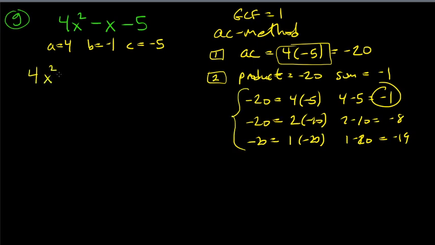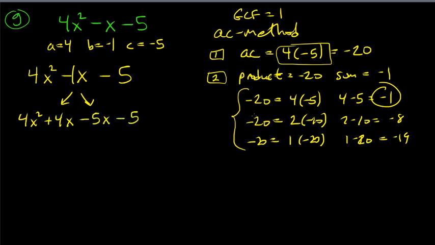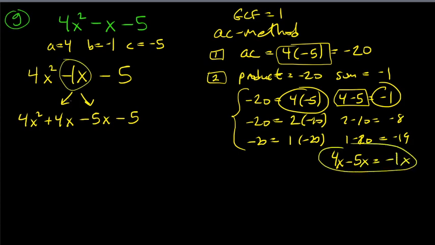Okay, so at this point, we're going to split up the negative 1x here and write it as positive 4x minus 5x. Again, that comes from the 4 and negative 5 earlier. 4 minus 5 is negative 1, so 4x minus 5x is negative 1 times x. So that's the split. All right, now we have 4 terms, so now we can factor by grouping.